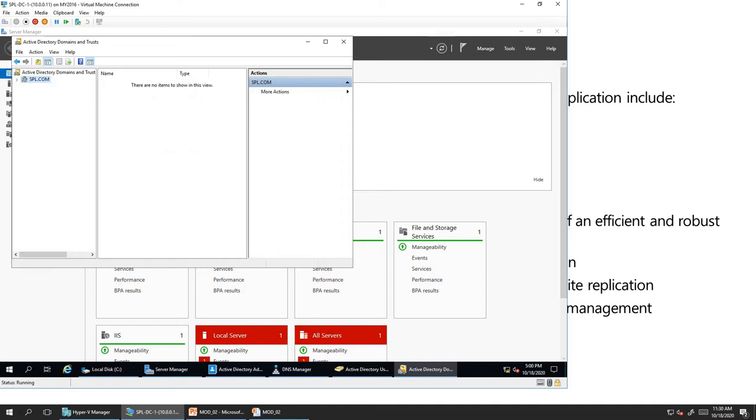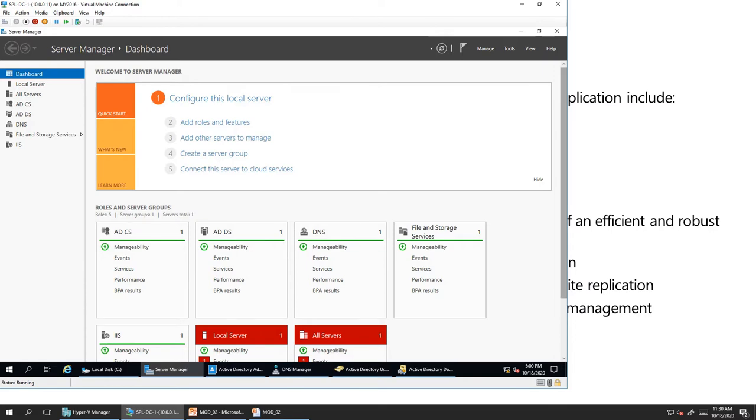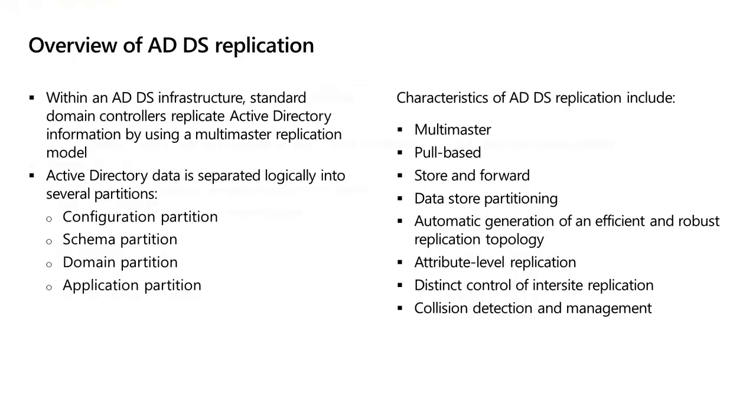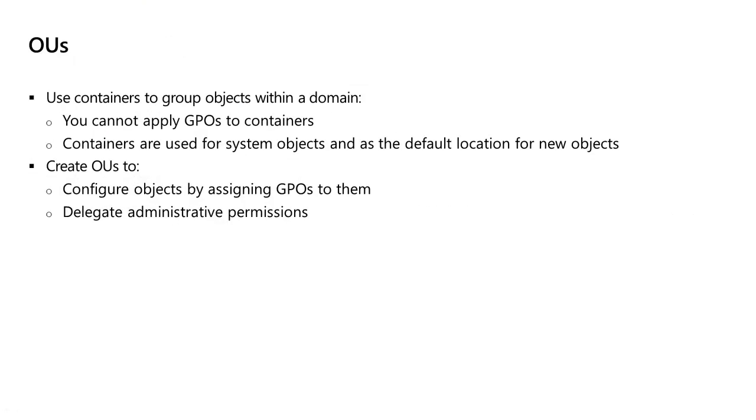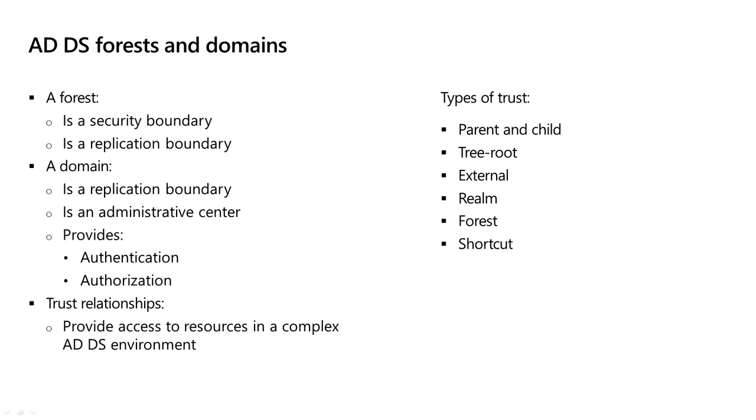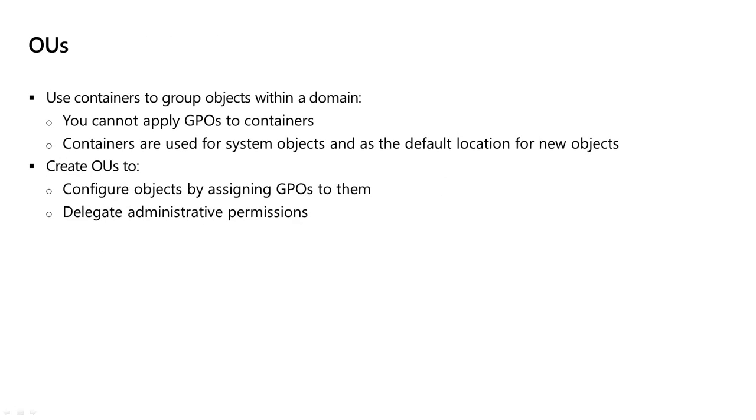Okay, now just going back to a couple of things which I think we were discussing. Now coming to OUs, as I showed you in the previous couple of practicals in the basic section, the OUs are basically used to manage your objects, and further you can implement group policies on them. So I will show you how we can set up group policies, and GPO will help you simplify your administrative work.